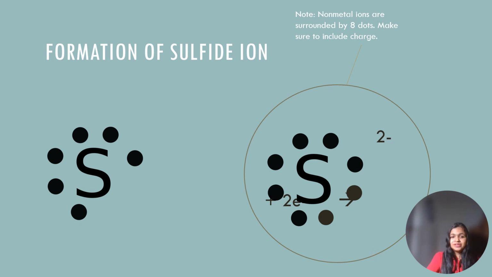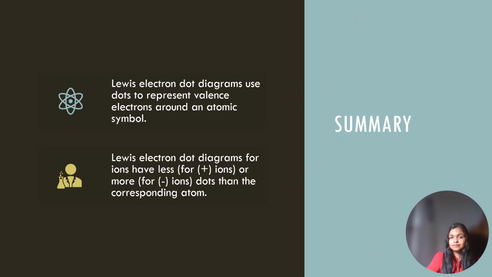Moving on to the next part. Well, this is the gist of what we have learned. Lewis dot diagrams are used to represent valence electrons around an atomic symbol. And when you draw the Lewis dot diagram for a cation, you see the number of dots around a cation is less in comparison to when an anion is formed. So that's what it's about. Moving on to the next part now.